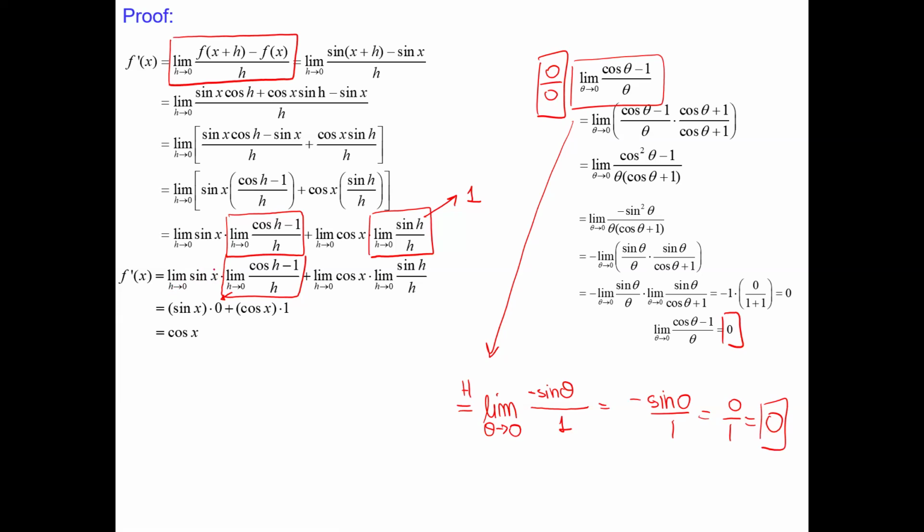And then the limit of sine of x as h goes to 0: sine of x doesn't include h, so this limit is constant. The limit of a constant is just that constant because we don't have h. Sine of x is constant with respect to this limit. That means this is sine of x. The same for this one, cosine of x, and that limit is 1. Okay, that's what we got. Derivative of sine of x is cosine of x.